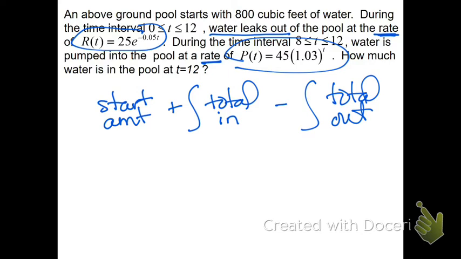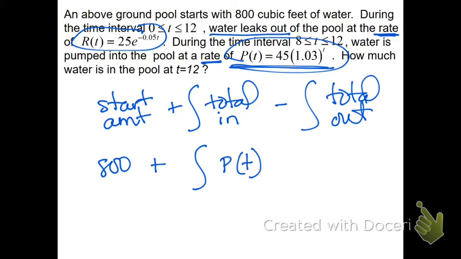We started with 800 cubic feet of water in the pool. Total in would be what you get when you integrate the rate that it was going in. Which one was the rate in? That would be this one. And you can just write P of T. So we're going to integrate P of T. But during what time frame was the water being pumped in? That's from 8 to 12.